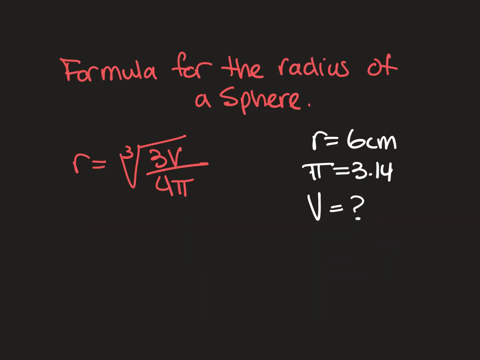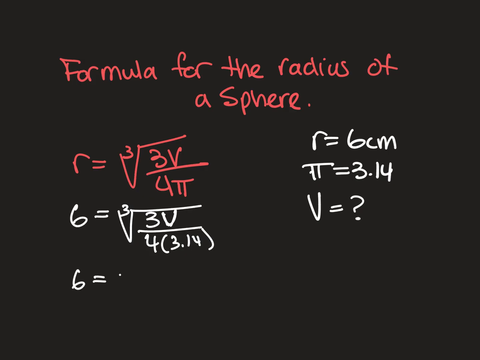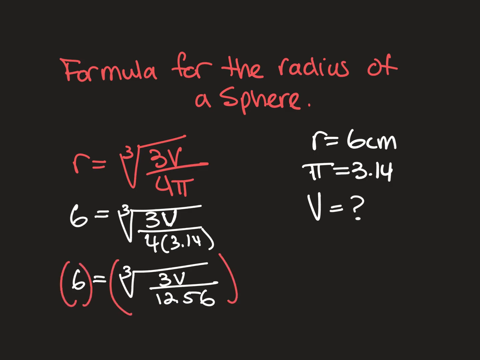Same type of thing. This time I have the formula for the radius of a sphere. I'm still working backwards, plugging in all the information that I know. Four times pi. Okay, so I'm going to go ahead and do the 4 times pi first. So I have 6 equals the cube root of 3v over 12.56. The only way to get rid of this cubed, or the cube root, is to cube it.